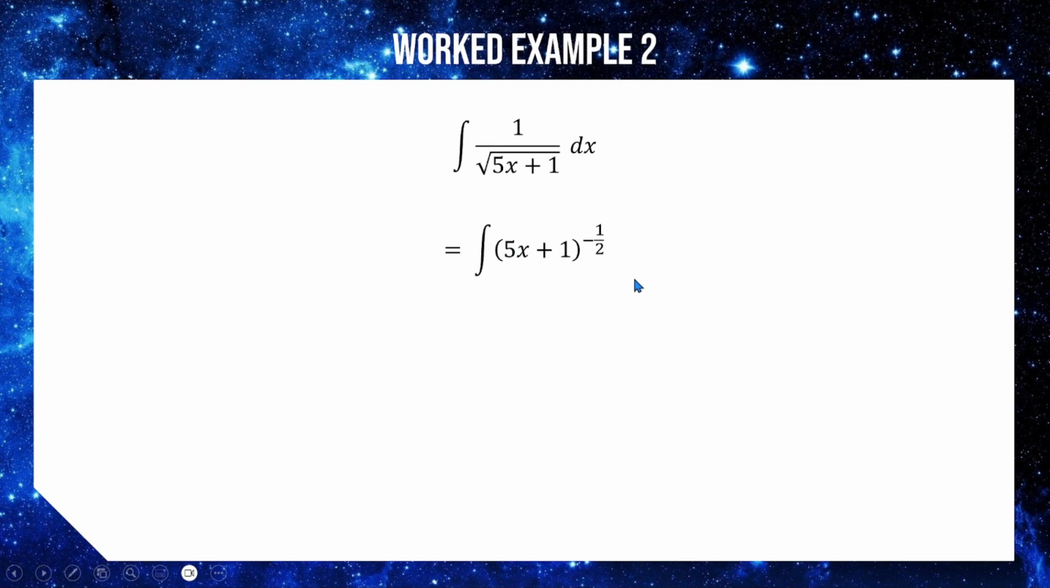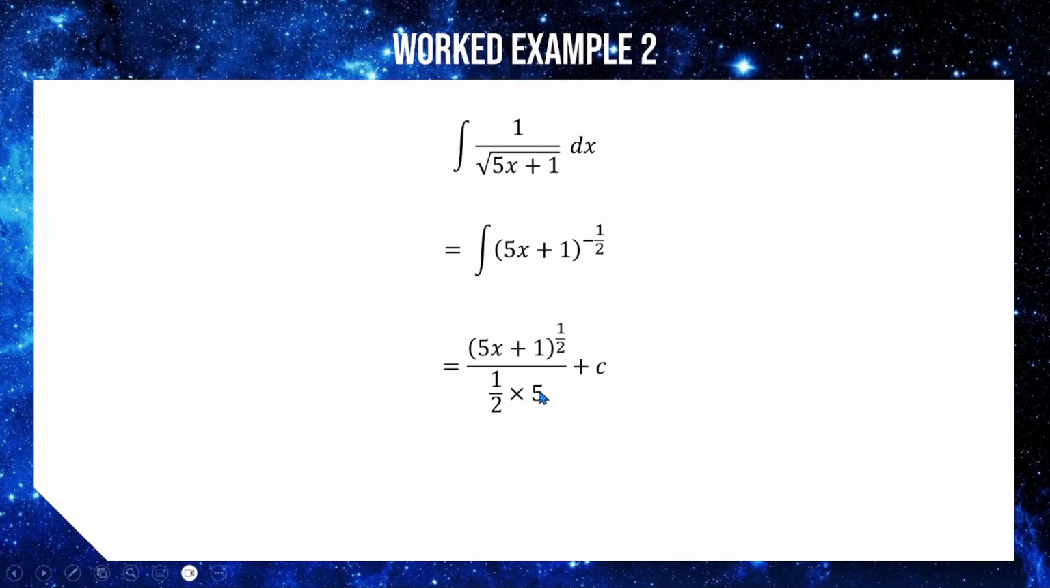Now we're going to apply our usual rules. We're going to add 1 to the power. We're going to divide by the new power. And then we're also going to divide by the derivative of the inside. So raise to a positive half, divide by a positive half. The derivative of the inside of the bracket is 5. So we're going to put a 5 on the bottom. And hopefully I didn't forget my plus c. I didn't. Oh my God, I'm so good.